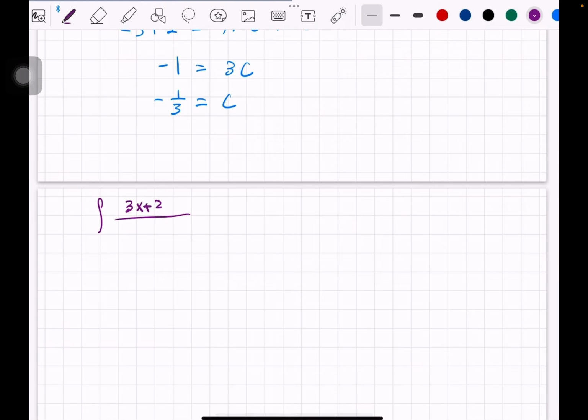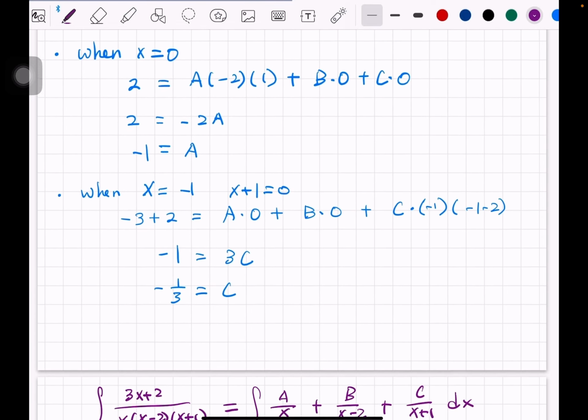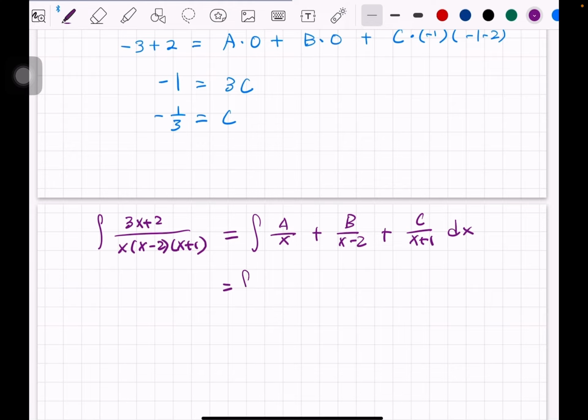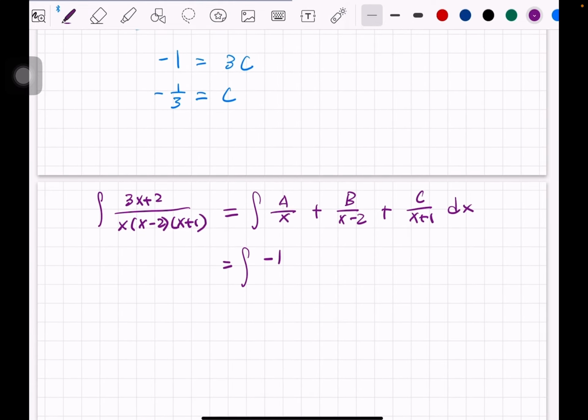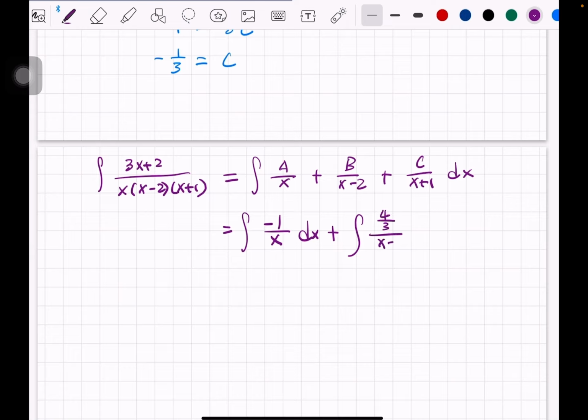So the integral of 3x plus 2 over x times x minus 2 times x plus 1 equals the integral of A over x plus B over x minus 2 plus C over x plus 1, where we already know that A is negative 1, B is 4 over 3, and C is negative 1/3.